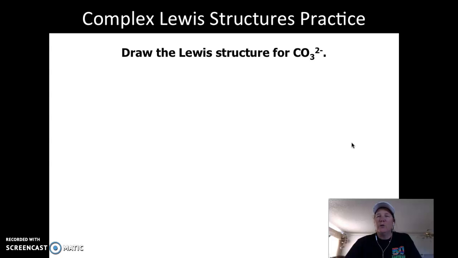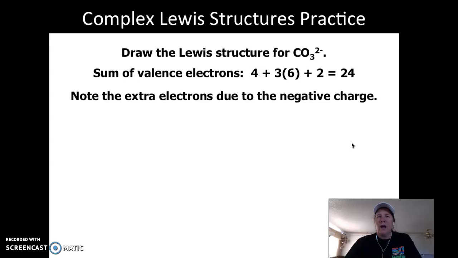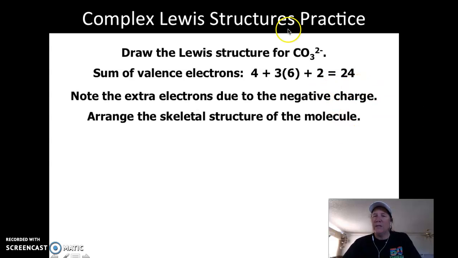Okay, if we're going to do CO3, which is carbonate, we're going to put carbon in the middle with its 4. We have 3 oxygen, so that's going to be 18, and then plus 2 electrons. So we get to add 2, and when we're done with our structure, we get to put a -2 sign because we had to add 2 electrons in it. So we have 24, but we need 32. 8 times 4 is 32.